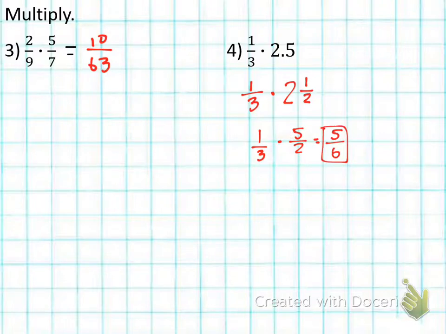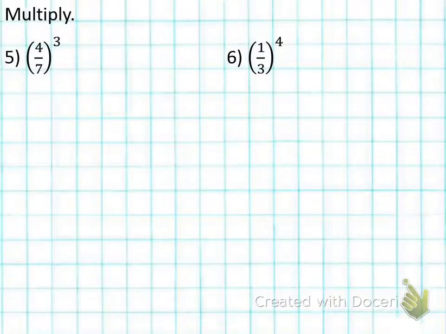Next, number 5. What does 4 sevenths to the third really mean? Someone raise your hand. I heard someone say it. Yep. We're multiplying it by itself, so what's the problem really asking for? What should I write? Good. 4 over 7 times 4 over 7 times 4 over 7.